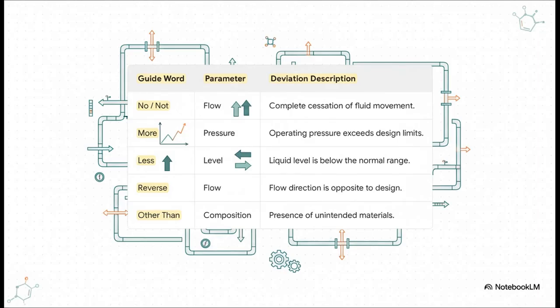This matrix isn't just some static list. It's a creative but systematic tool. By forcing the team to combine a guide word, like more, with a parameter, like pressure, or reverse, with flow, you start to uncover scenarios that your intuition alone would absolutely miss. This structured brainstorming is what gives the HAZOP its rigor. It's what gives it the power to find those hidden failure modes.